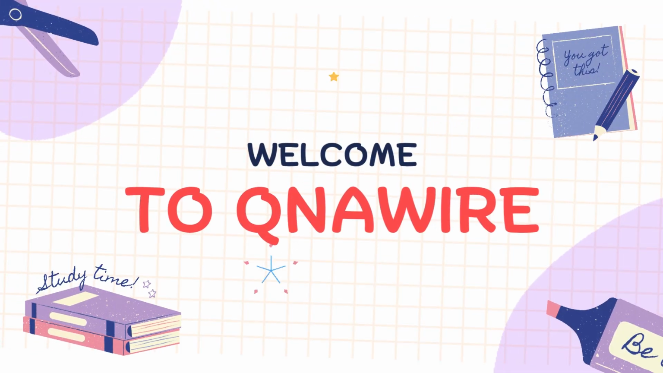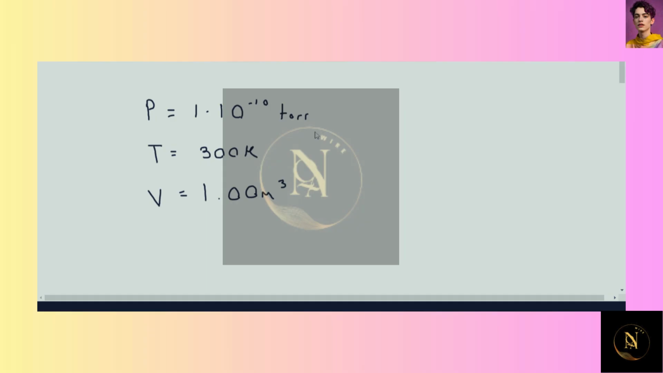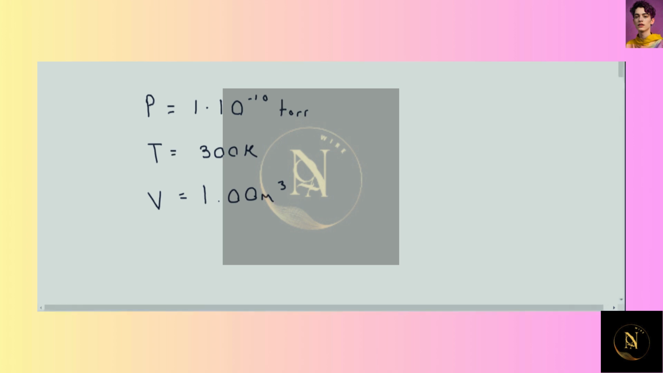Welcome to qnawire. All right, in this problem, we are going to be looking at how to determine the number of molecules in an ideal gas by knowing the pressure, temperature, and volume of that gas. Now, there are two ways we can go about doing this.